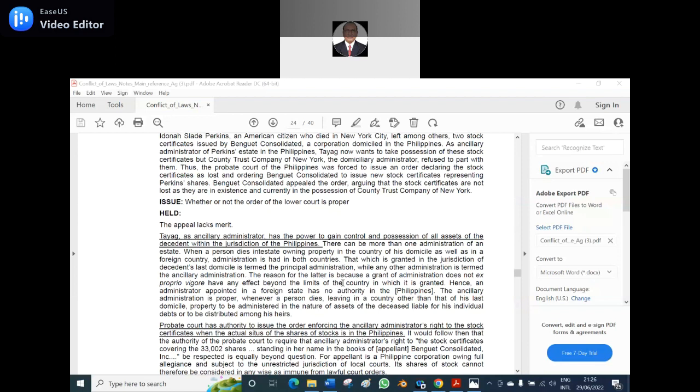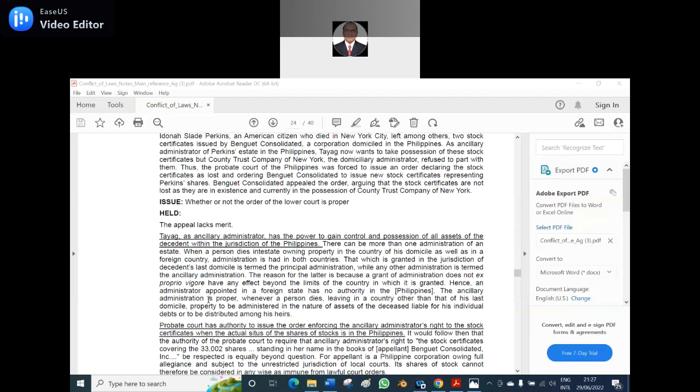The reason for the latter is that a grant of administration does not, ex proprio vigore, have any effect beyond the limit of the country in which it is granted. So any limitation would be applicable to that country only, but it will not extend the jurisdiction to the other country. Hence, an administrator appointed in a foreign state has no authority in the Philippines.